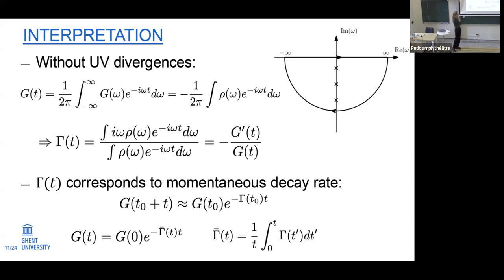And so this Γ(t) at some point in time is effectively the momentary decay rate of your system at this point. This doesn't necessarily tell you how much of your initial perturbation is still left in the system. But we can of course calculate it by simply taking the average over the decay rate up to that moment in time.